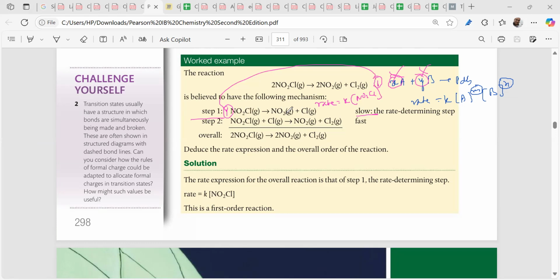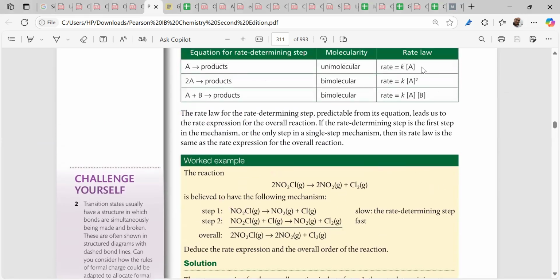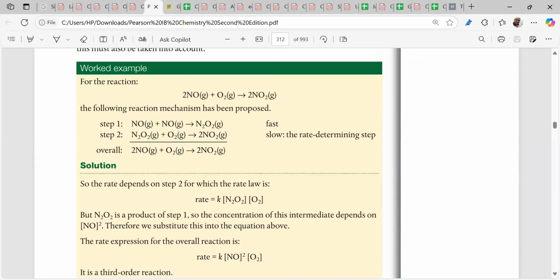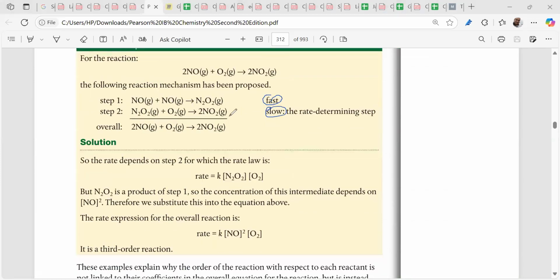Fine. Now can you find out the rate expression? This is the question. Do it. Did you understand this part? In this reaction, we have got a fast step and a slow step. So for the slowest step, rate will be equal to K into N2O2 to the power of 1 and O2 to the power of 1. But N2O2 is an intermediate. We cannot keep an intermediate to represent the entire reaction rate, right?